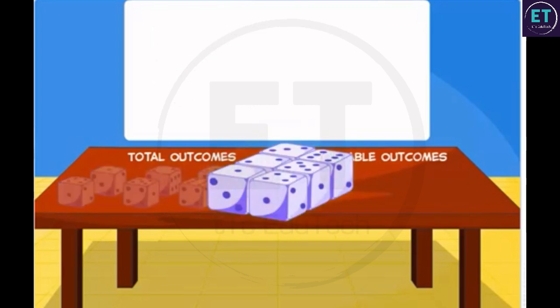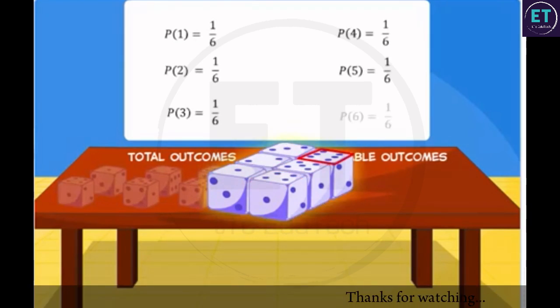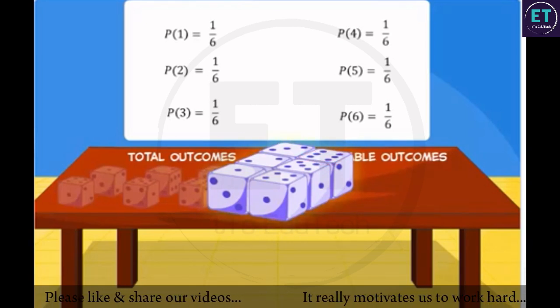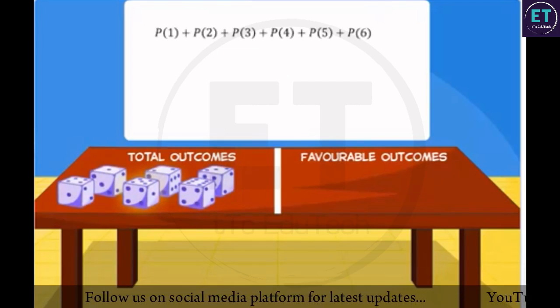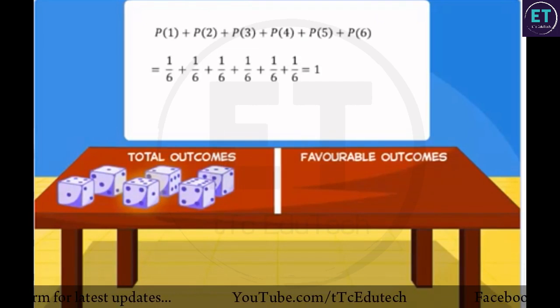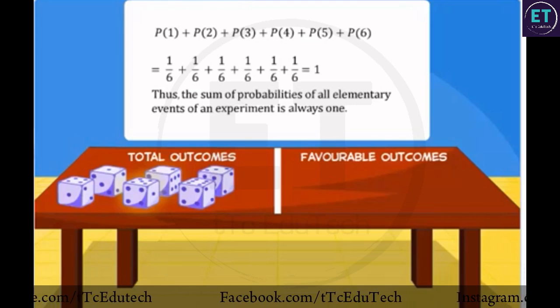Similarly, we can show that the probability of getting any number 1, 2, 3, 4, 5 or 6 on the roll of a die is 1 by 6. What does this indicate? This indicates that the sum of the probabilities of elementary events of an experiment is 1.